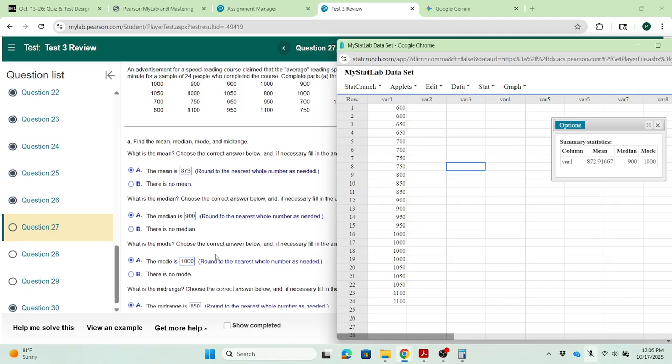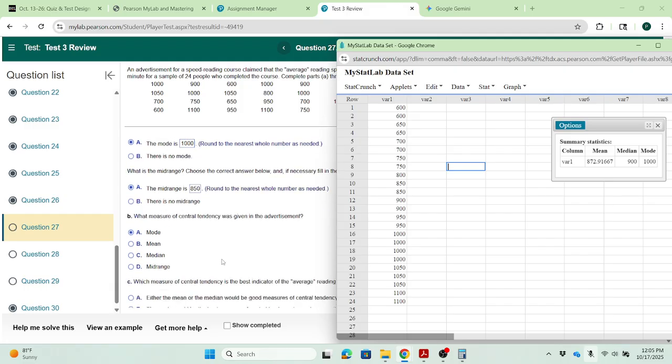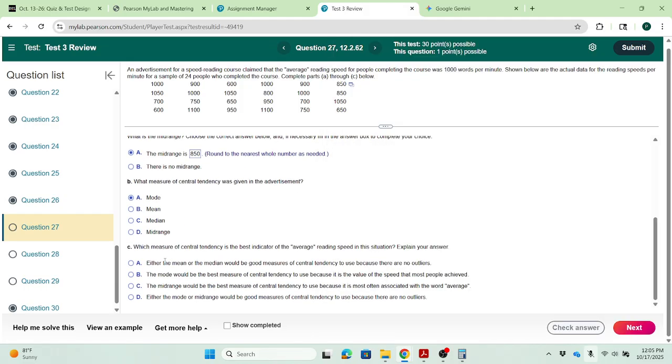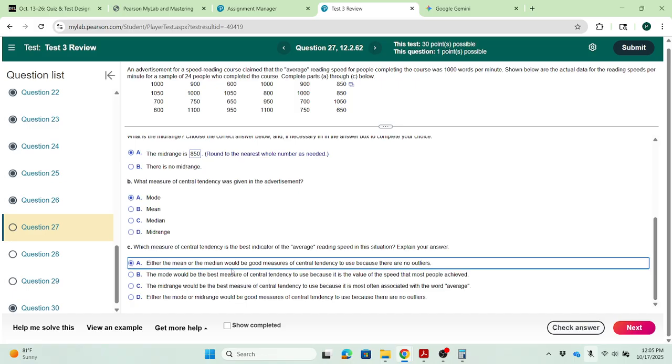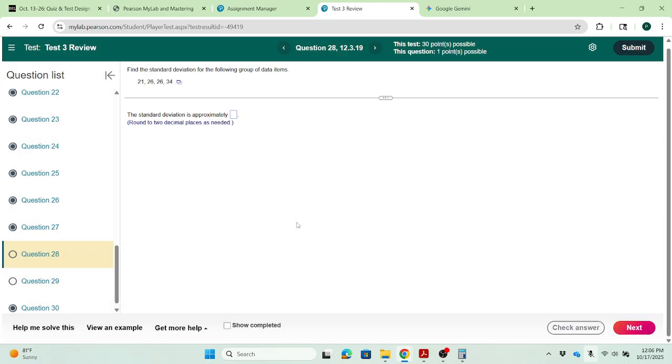Keep in mind all four of them are measures of central tendency, but the mode is just a repetition, so that does not represent the average for this data. So you can choose either mean or the median, or maybe the mid-range. I would say either the mean or median would be the measure of the central tendency. Okay, let's go to the next problem.